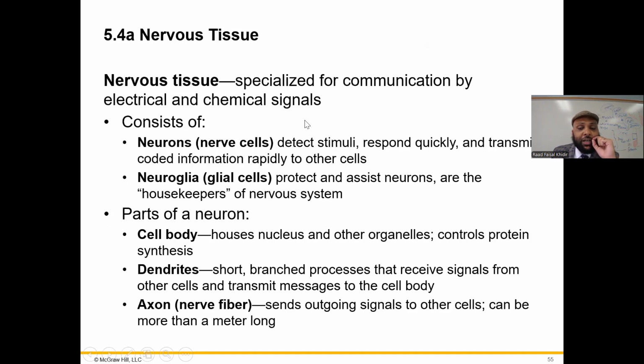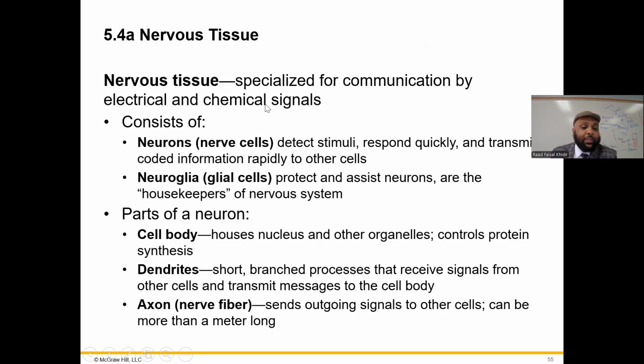Nervous tissue is specialized for communication by electrical and chemical signal. It consists of the neurons, the nerve cells that detect the stimuli, and they respond quickly and transmit the coded information rapidly to other cells. There are neuroglia. The neuroglia are glial cells that protect and assist the neurons and are the housekeepers of the nervous system. What are the parts of a neuron?